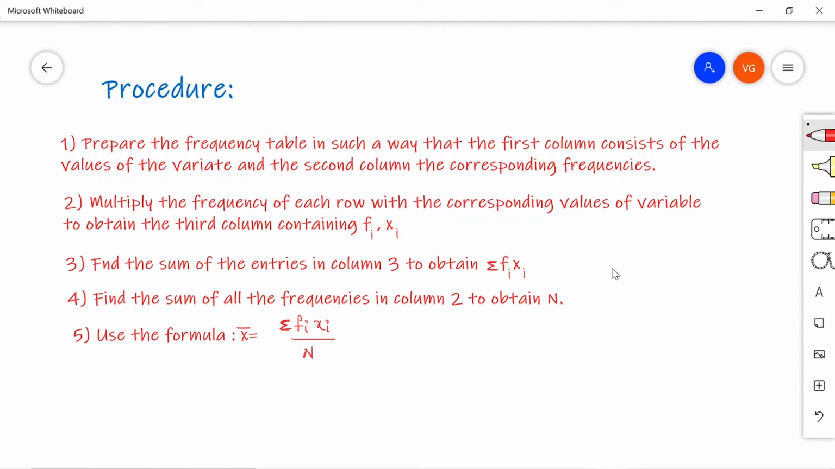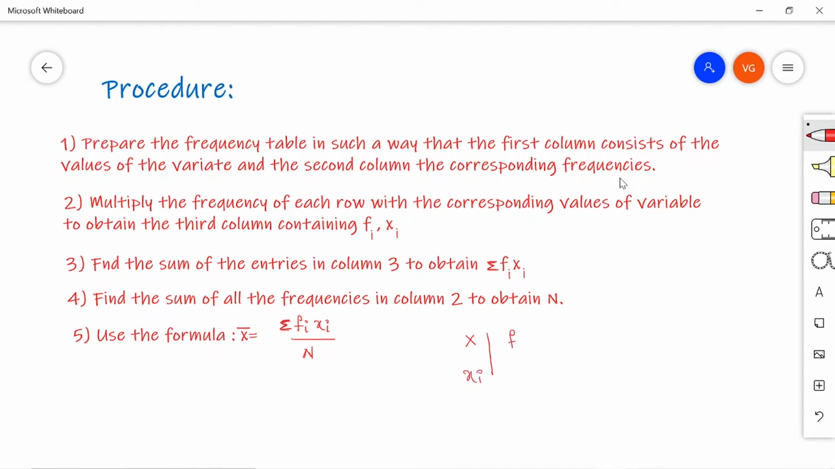Now I will explain the procedure to solve for the mean using the direct method. The procedure includes 5 steps. The first step is to prepare the frequency table in such a way that the first column consists of the value of the variable and the second column consists of the corresponding frequency. So in the first column you write the value of x, and in the second column you write the frequency.